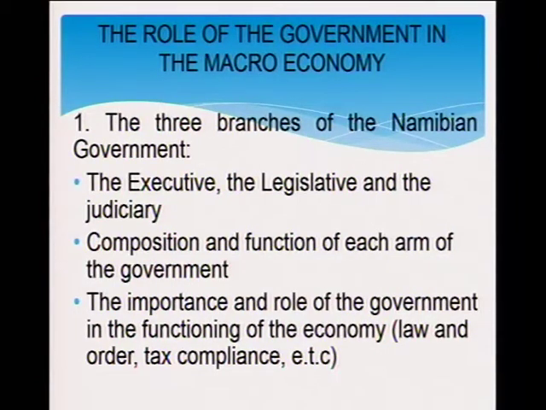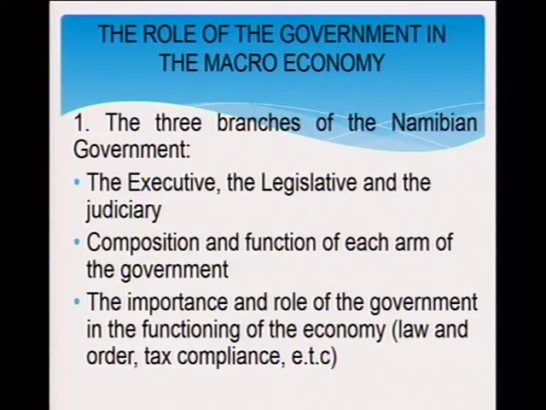Macroeconomy, not micro, but the macroeconomy. Now, the role of the government in this context is divided into 3 main branches: the executive, the legislative, and the judiciary. And I would like you at this point to know what the executive is all about. What is it comprised of? The legislative arm of government, what is it comprised of? What is the composition and the function of each arm of the government?